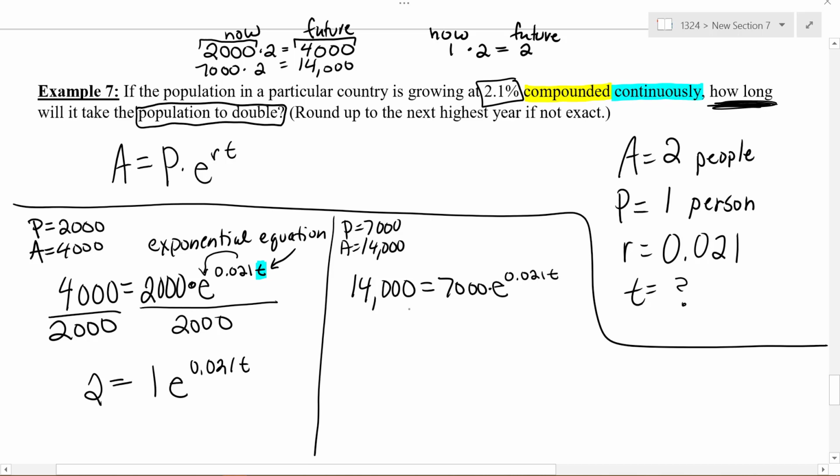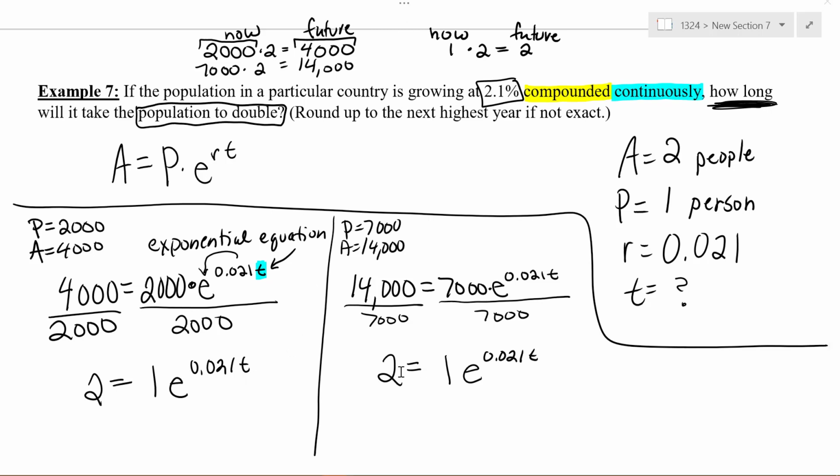Once again, it's an exponential equation, so we want to get the base and its exponent isolated by itself on one side. So I'm going to get rid of the 7,000 by doing division. On the left-hand side, 14,000 divided by 7,000 becomes 2. 7,000 divided by 7,000 is 1, and then we're left with e to that power. So you'll notice that after we've isolated the base, we end up with exactly the same equation to solve.